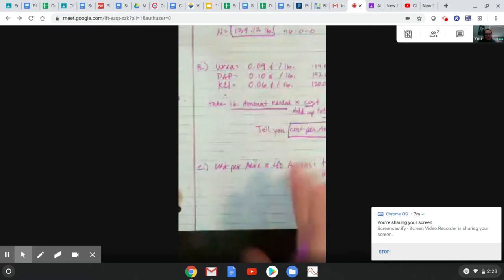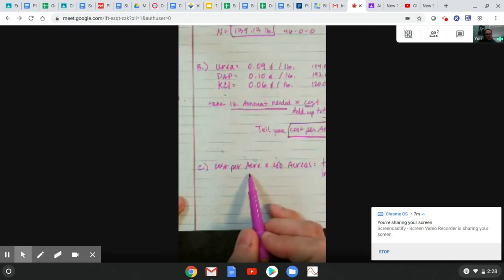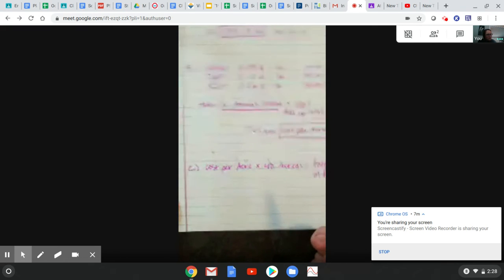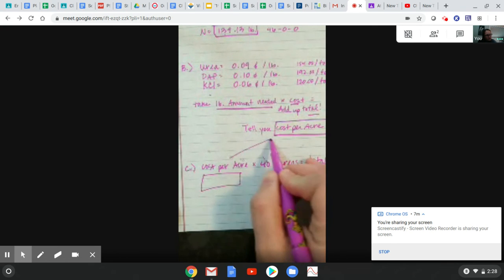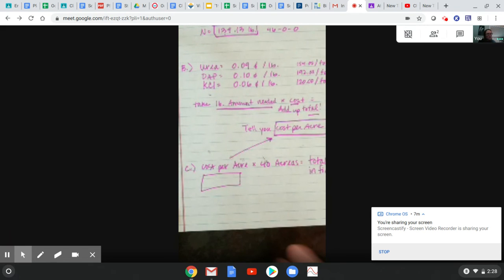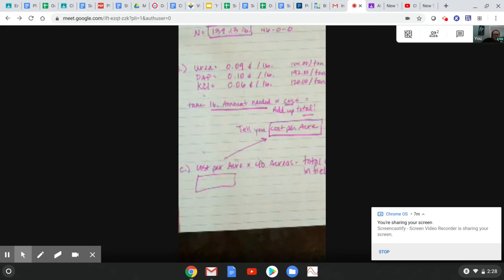The last one says, now that you know the cost per acre, we have 40 acres. So you take whatever you've calculated your cost to be there and multiply it by 40, and that'll tell you how much it costs for your whole field.